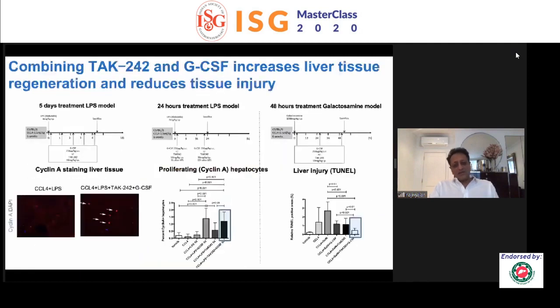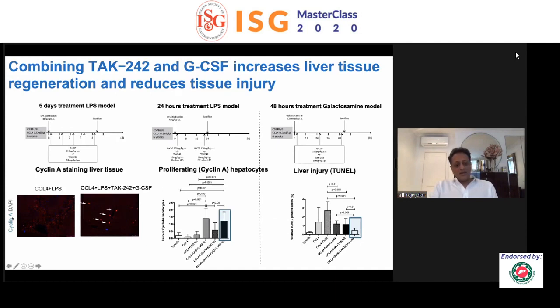So we've now been trying to figure out how to enhance the effect of GCSF and make it safe. If you work from the hypothesis that these animals have a higher mortality because of the release of these inflammatory cells, which are TLR4 bearing cells, can inhibition of TLR4, using TAK242, improve the effect of GCSF? And that's what we see here.